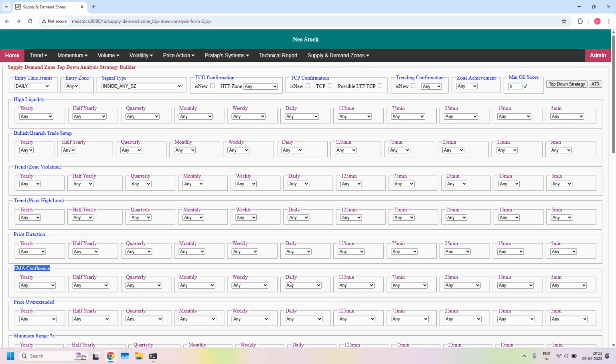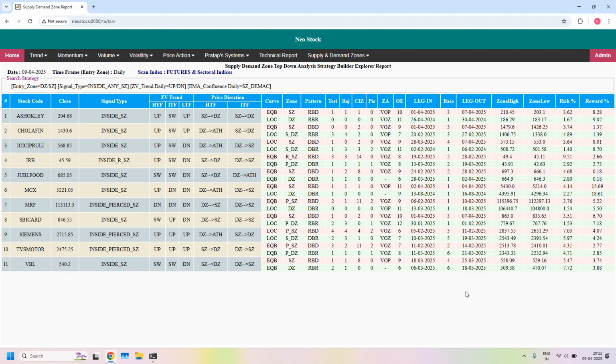The EMA Confluence at a daily time frame, daily supply zone with daily EMA Confluence filter is enabled. At the same time, trend on the daily also should not be sideways, it can be up or down. So 11 stocks are filtered. Okay, this is about the daily time frame.